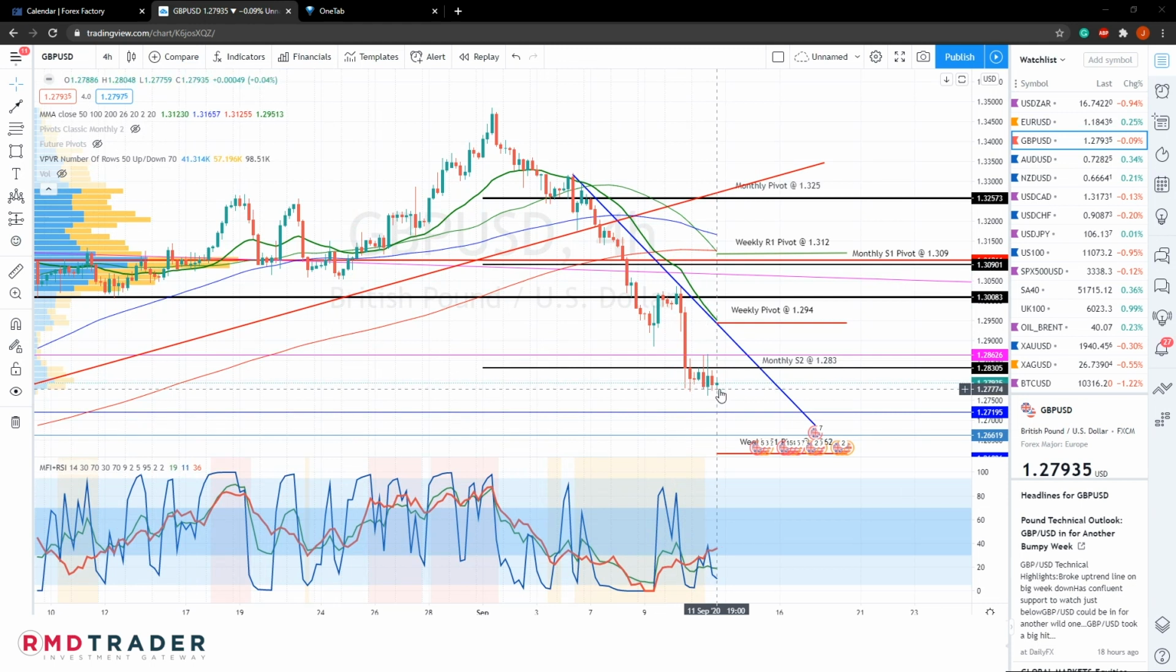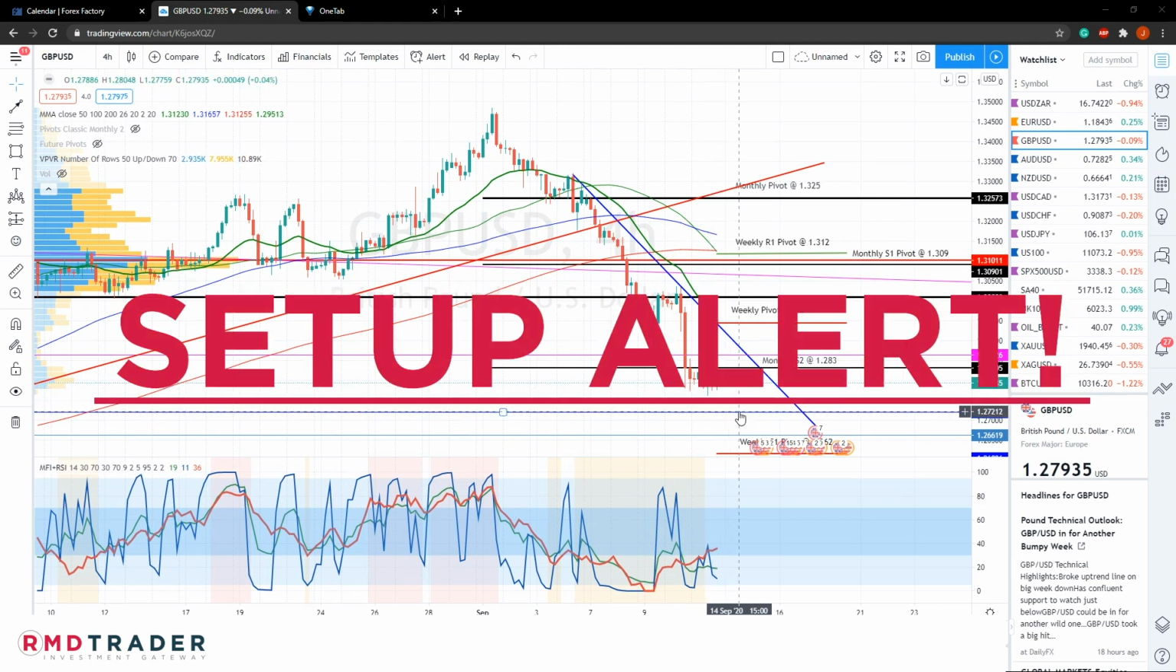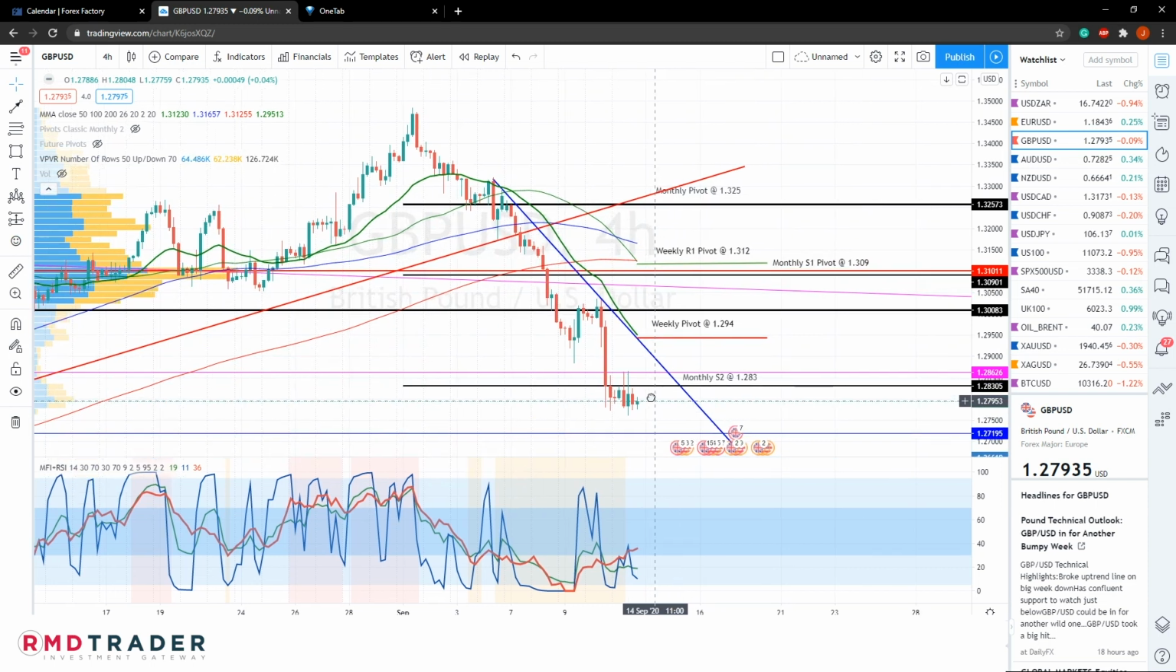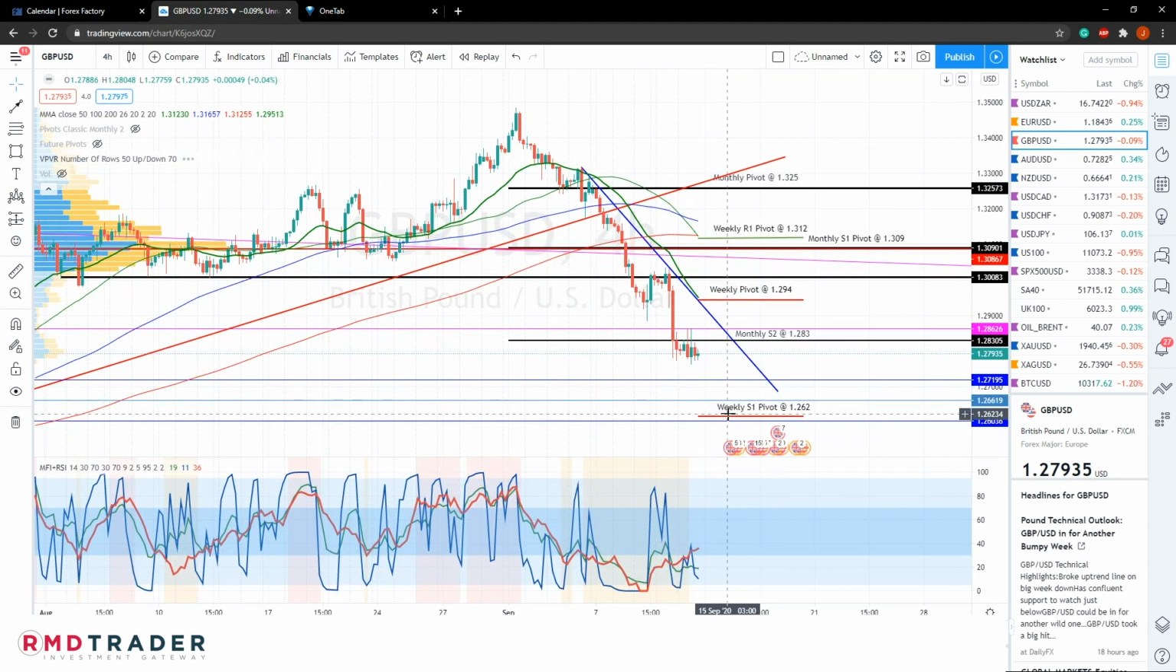However, considering momentum, it's likely that we will see another move lower, perhaps to this 1.271 level. If I'm not mistaken, that would be the last pivot level. And of course, there's also the distinct possibility that we move even lower towards this weekly S1 pivot at 1.262.